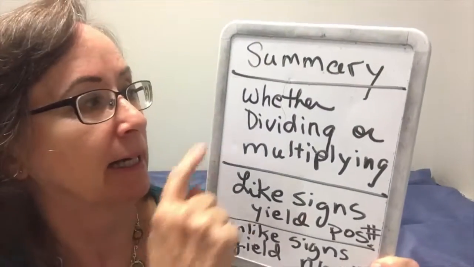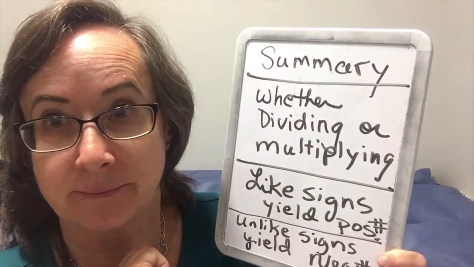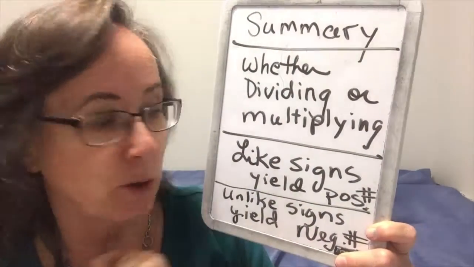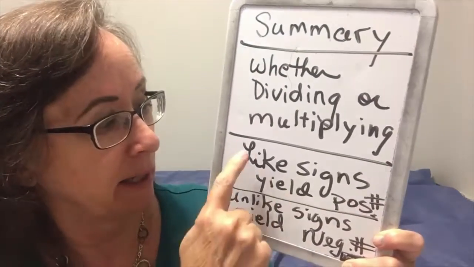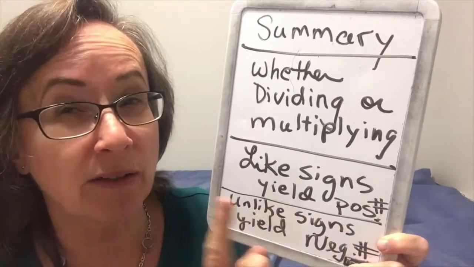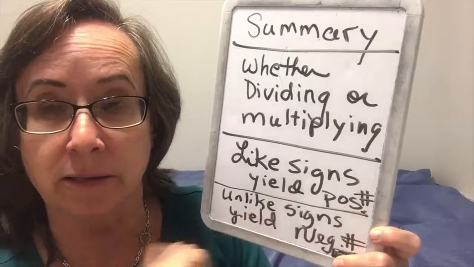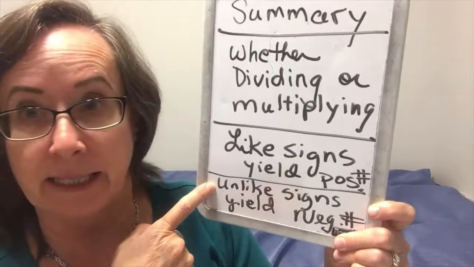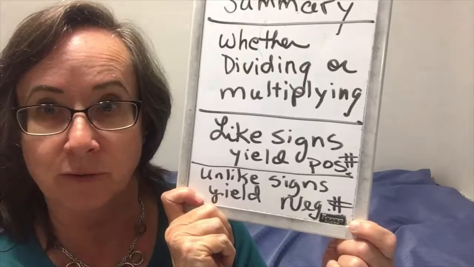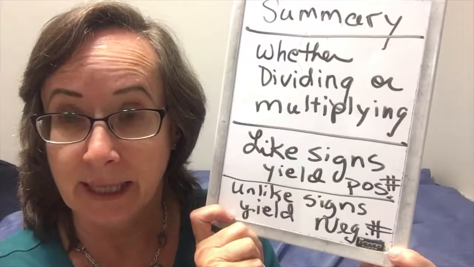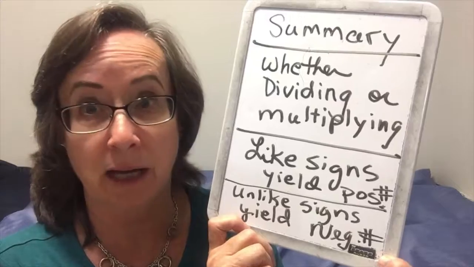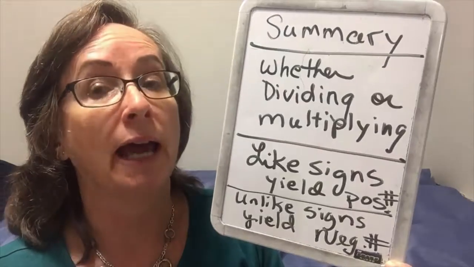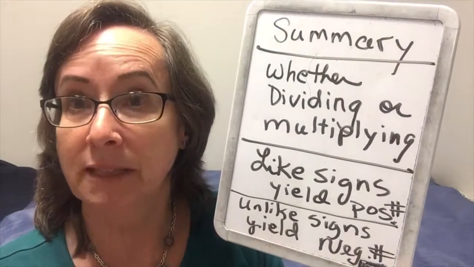Summary. Whether dividing or multiplying, doesn't matter, it works both ways. Like signs yield a positive number. So the positive product or quotient, if we are multiplying like signs or dividing like signs, we will get a result that is positive. If we are multiplying unlike signs or dividing unlike signs, we will get a negative result. That's pretty cool, right? Pretty easy to remember. Same signs, positive when we're dealing with multiplication or division, and opposite signs, negative.